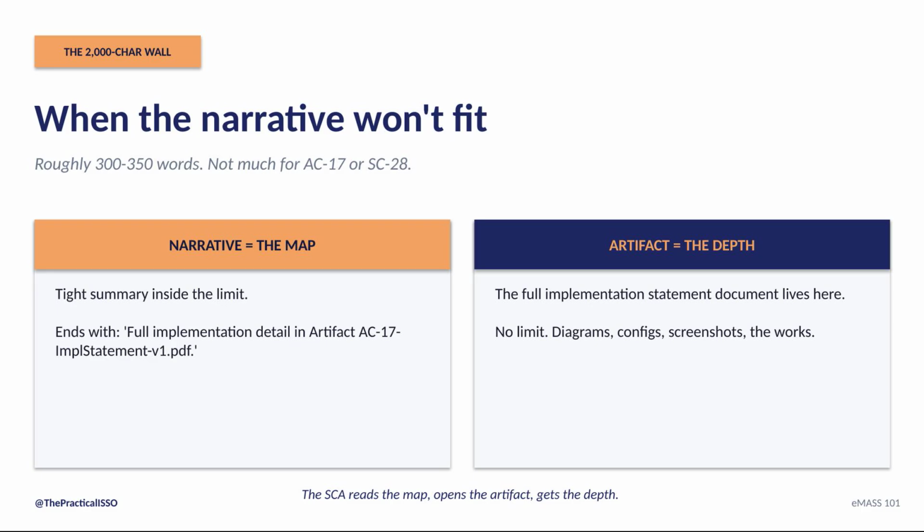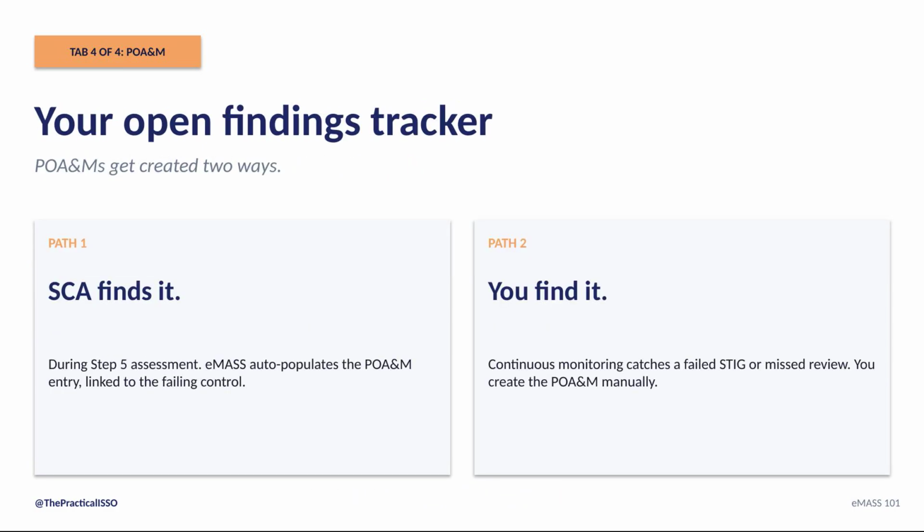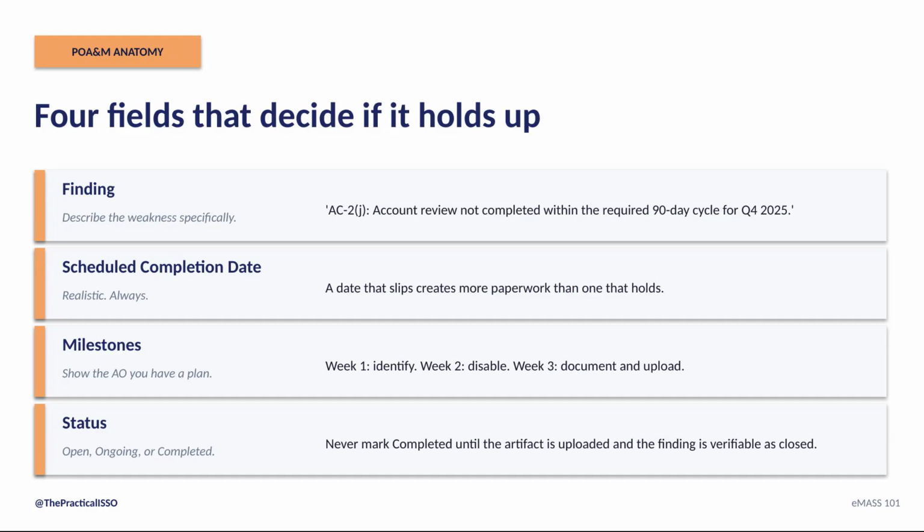Click the POA&M tab. This is your plan of action and milestones, your open findings tracker. POA&Ms are created in two ways. First, the SCA identifies a weakness during the Step 5 assessment and creates a finding. eMASS auto-populates a POA&M entry linked to that control. Second, you identify a weakness yourself during your own continuous monitoring, a failed STIG or a missed review, and you create the POA&M manually. Key fields in every POA&M entry.